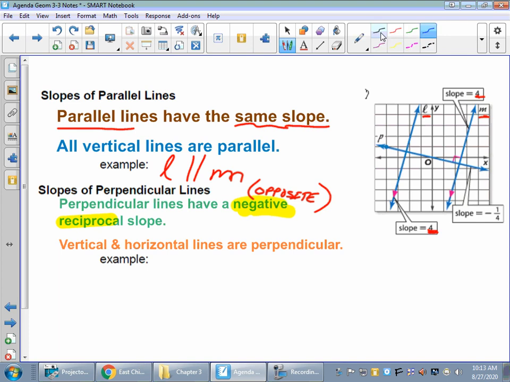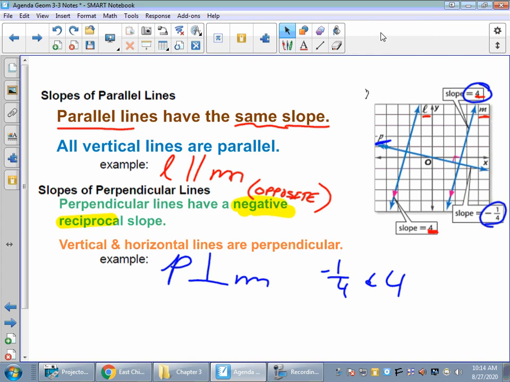One example here would be line P and line M. Line P would be perpendicular to line M. And why? Let's take a look. Here's line P, and it has a slope of negative 1/4. And line M over here has a slope of 4. If you take a look at those, negative 1/4 and 4, those slopes are opposite reciprocals. They're opposite because one is negative and one is positive, they have opposite signs. And then one is the reciprocal of the other. The reciprocal of 1/4 is 4, and the reciprocal of 4 is 1/4. So opposite with the signs, and reciprocal.